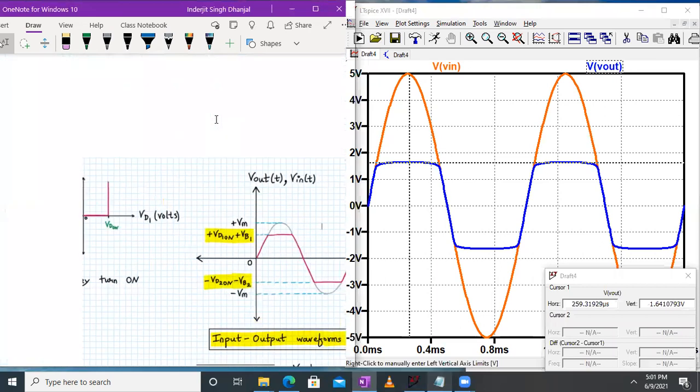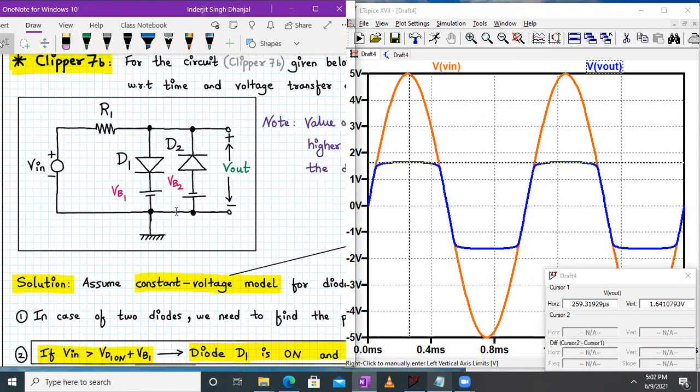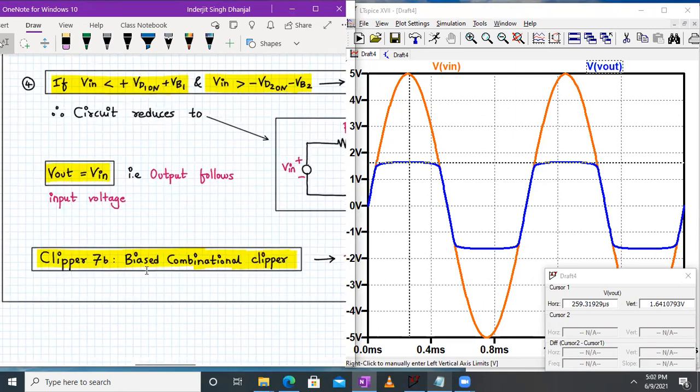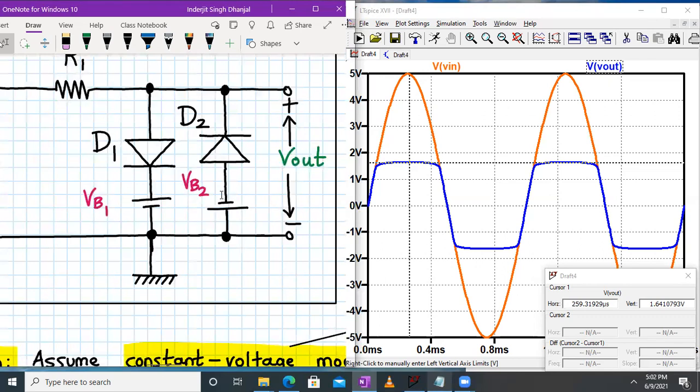Since we have added a DC supply VB1 and VB2, this type of clipper is called a biased combinational clipper or a biased two level clipper. So what is the power given to us by adding VB1 and VB2? This is symmetric, or you can select a VB1 higher value and VB2 lower value, so that will become asymmetric. Adding VB1 and VB2 gives us the power to decide what will be the clipping level at the positive side and what will be the clipping level at the negative side.